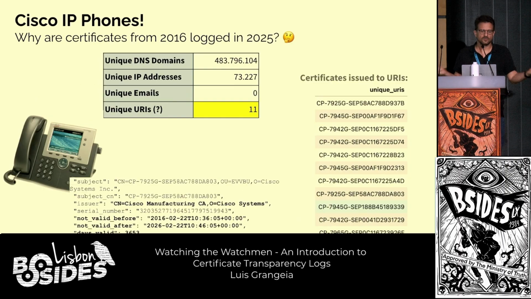First, the first thing that popped out at me was Cisco phones from 2016 in the CT log data from September of 2025. Why? I don't know. My theory is that someone submitted those certificates to the logs, just testing stuff out.